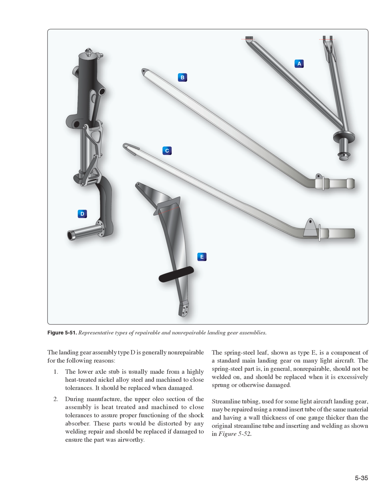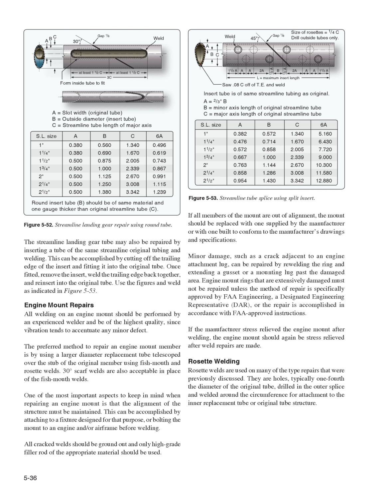Streamline tubing, used for some light aircraft landing gear, may be repaired using a round insert tube of the same material and having a wall thickness of 1 gauge thicker than the original streamline tube, and inserting and welding as shown in Figure 552. The streamline landing gear tube may also be repaired by inserting a tube of the same streamline original tubing and welding. This can be accomplished by cutting off the trailing edge of the insert and fitting it into the original tube. Once fitted, remove the insert, weld the trailing edge back together, and reinsert into the original tube. Use the figures and weld as indicated in Figure 553.